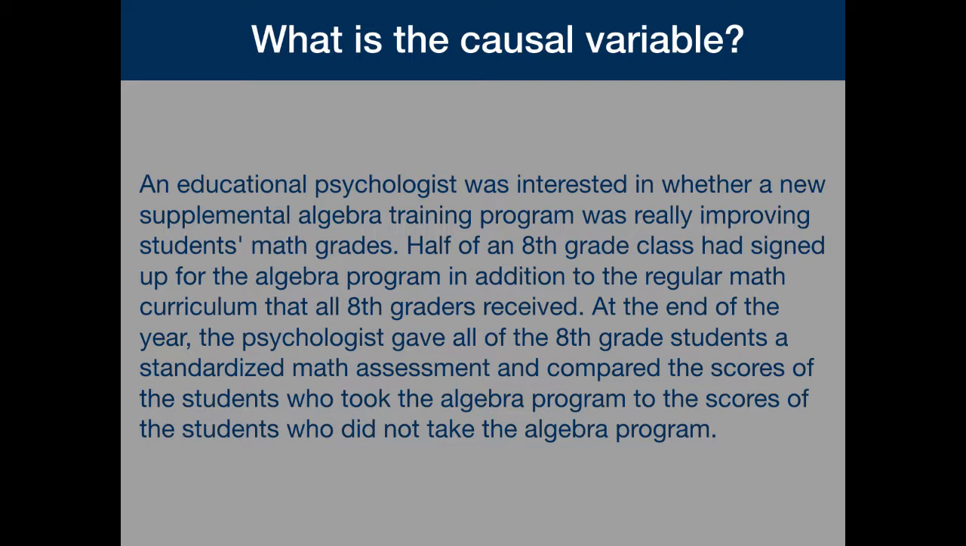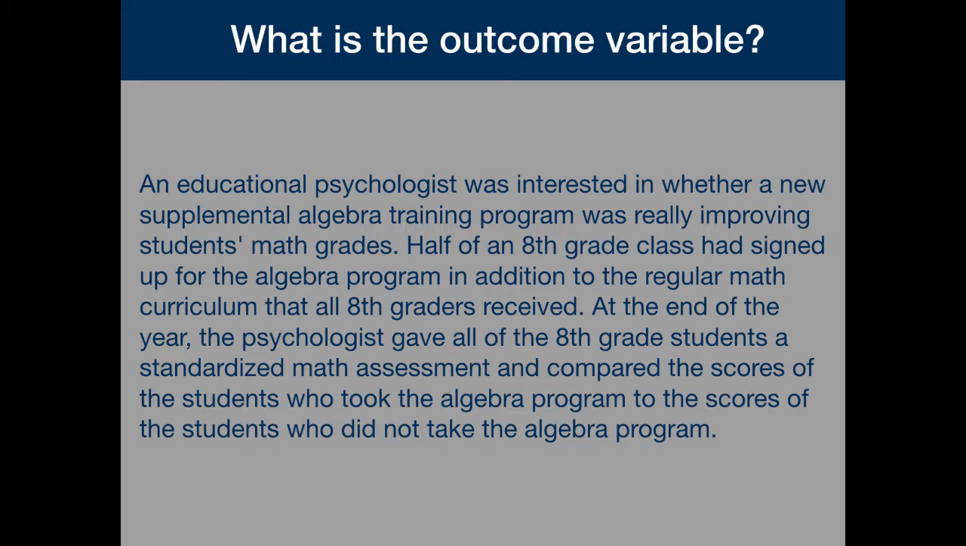So which variable did you identify as the outcome variable or the response variable? Well, because our educational psychologist was looking to see if the scores on the standardized math assessment were different in one group of students versus the other group of students, then we know that our outcome or our response variable is score on the standardized math assessment. And our levels of this variable would be the possible score on the assessment. Okay, let's look at our third example.